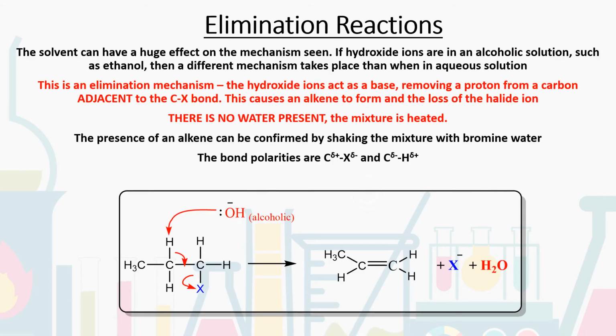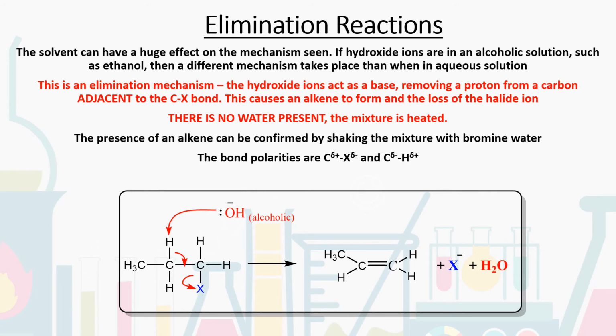So we've just said the solvent can have a huge effect on the mechanism seen. And if the hydroxide ions are in alcoholic solution, such as ethanol, then a different mechanism takes place, and this is an elimination mechanism. So the hydroxide ion here doesn't actually act as a nucleophile and substitute, it actually acts as a base, and this time it removes a proton from a carbon that is adjacent to the C-X bond. And this ends up forming an alkene and the loss of the halide ion.